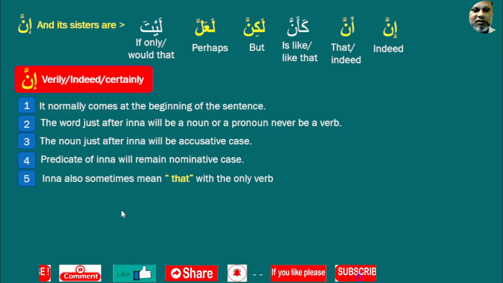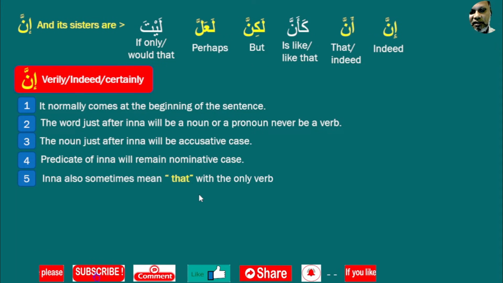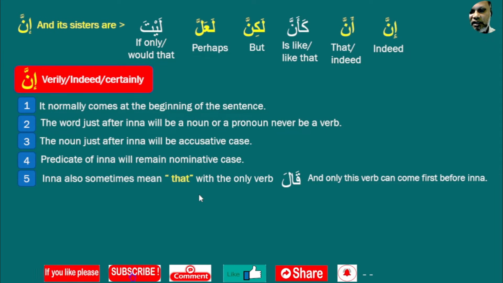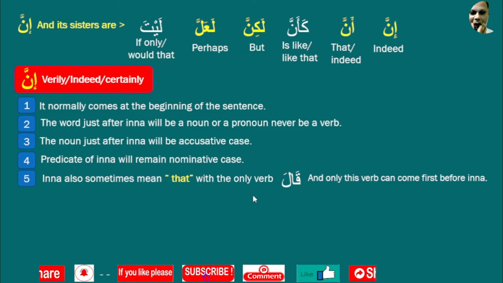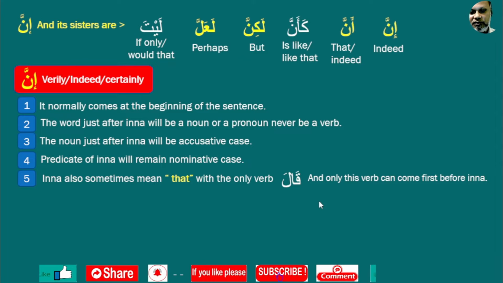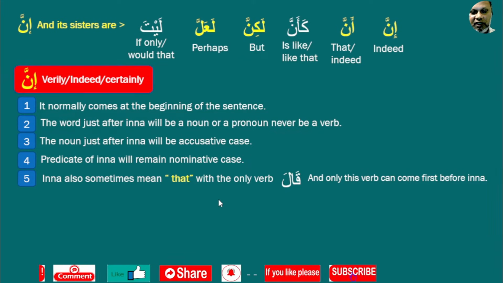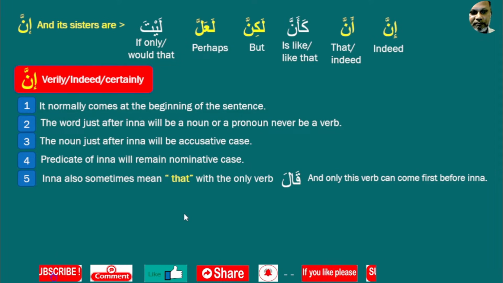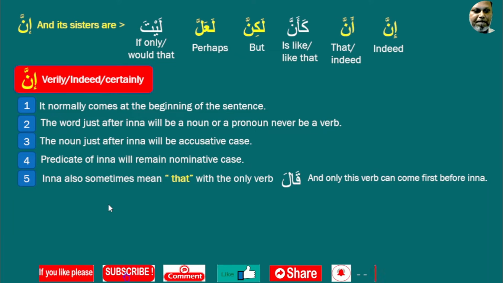And inna sometimes means that. If it means that, then inna in that case will take the verb qala before inna, not after inna. This is the only verb, qala, that can be used before it, and in that case the meaning of inna will be that. These are the five rules for inna.